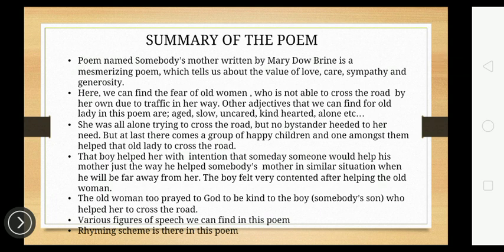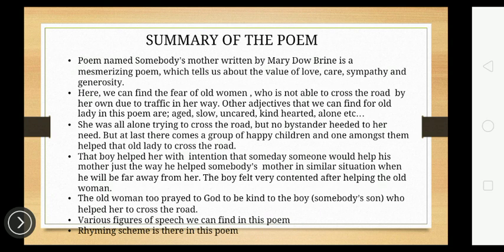So, summary of the poem. The poem named Somebody's Mother, written by Mary Dowbrine, is a mesmerizing poem which tells us about the value of love, care, sympathy and generosity. So in this poem, the values we are going to come across are love, care, sympathy and generosity, which are very important in our life. Here we can find the fear of an old woman who is not able to cross the road on her own due to traffic in her way.